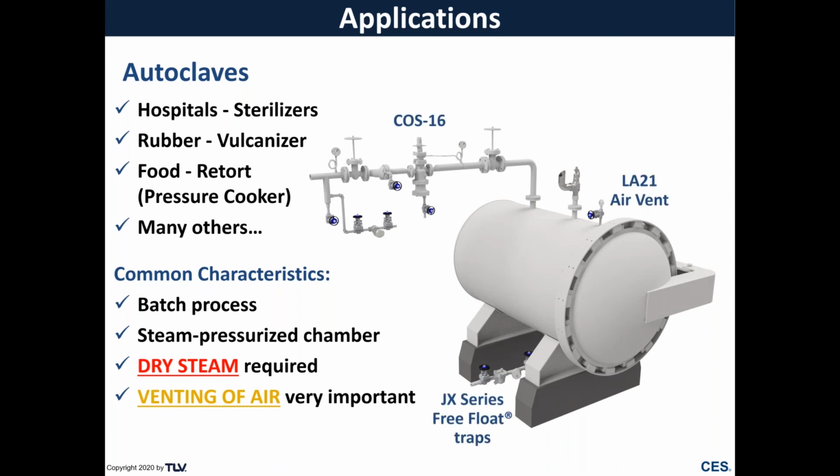This image shows one type of autoclave with a COS16 PRV for fixed secondary pressure to the chamber, with an LA21 thermostatic air vent to help vent air both at startup and during operation, and a JX series free float trap to drain condensate from the bottom of the chamber.